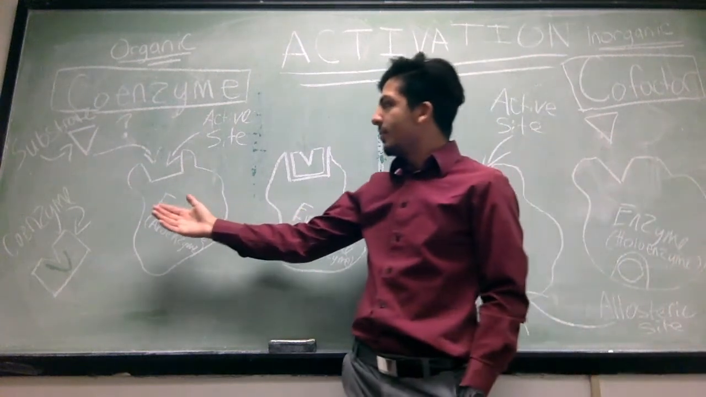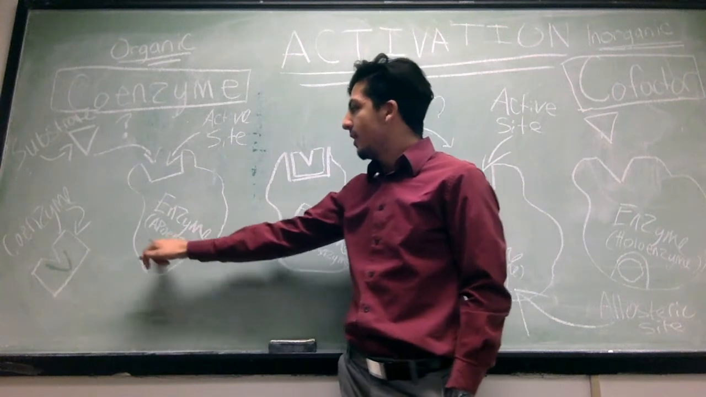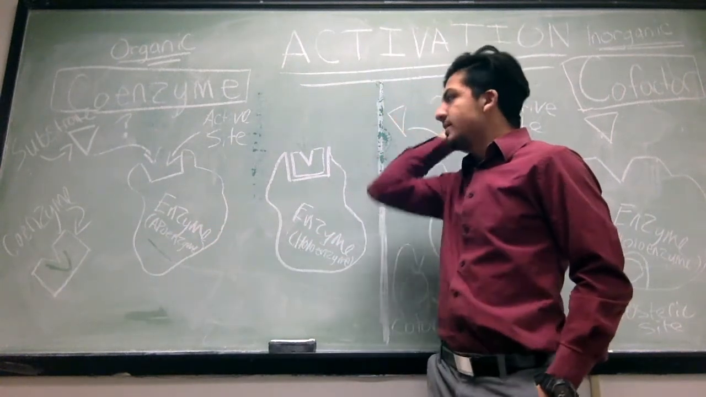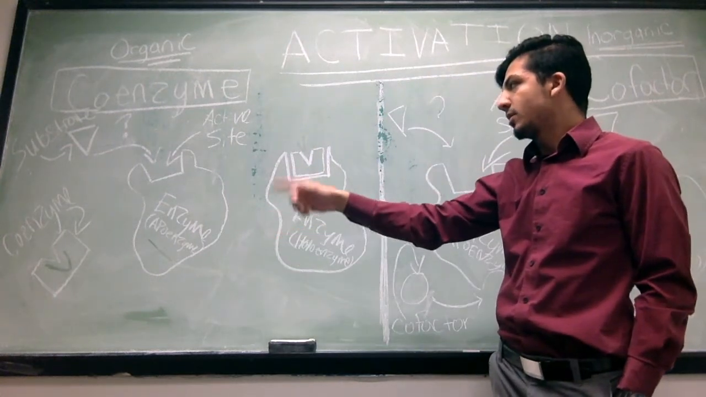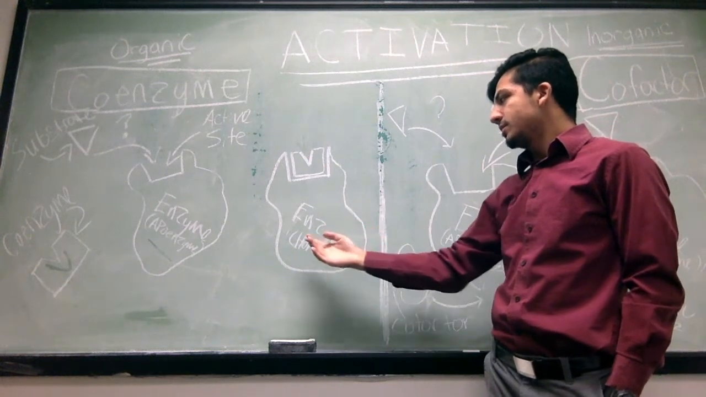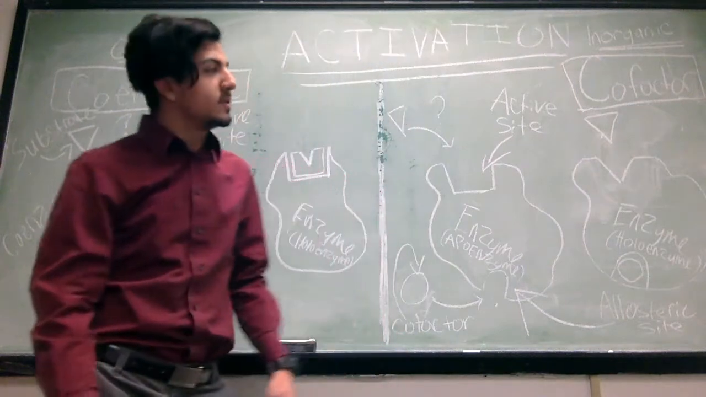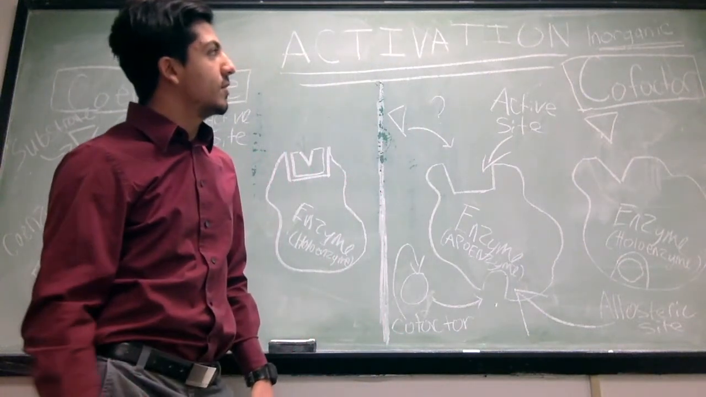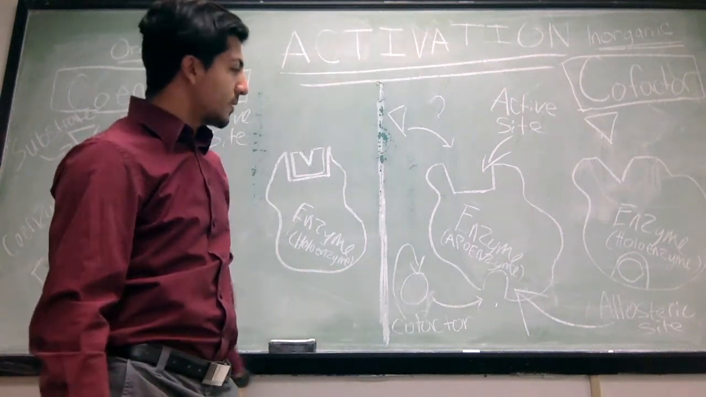And before the coenzyme binds to the enzyme, you have an apoenzyme, which is pretty much like a premature enzyme. And once the coenzyme binds with the enzyme and it's complete, then it's called the holoenzyme. And another way for activation to occur would be with a cofactor.